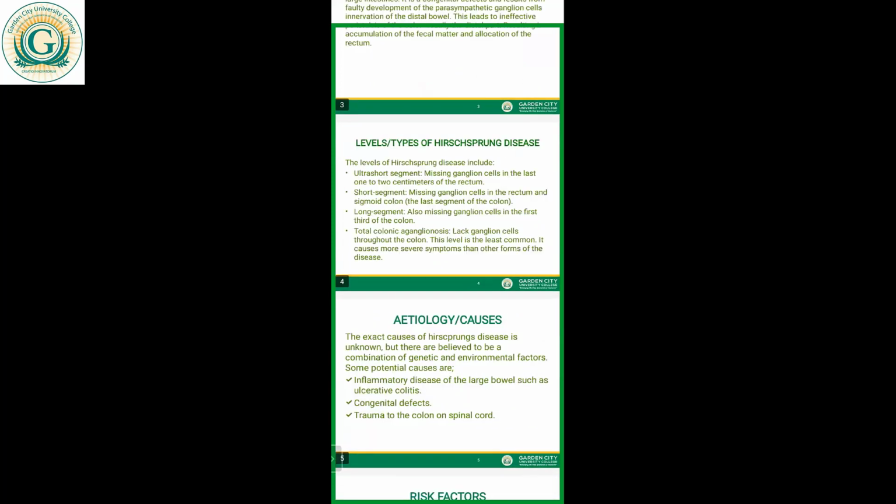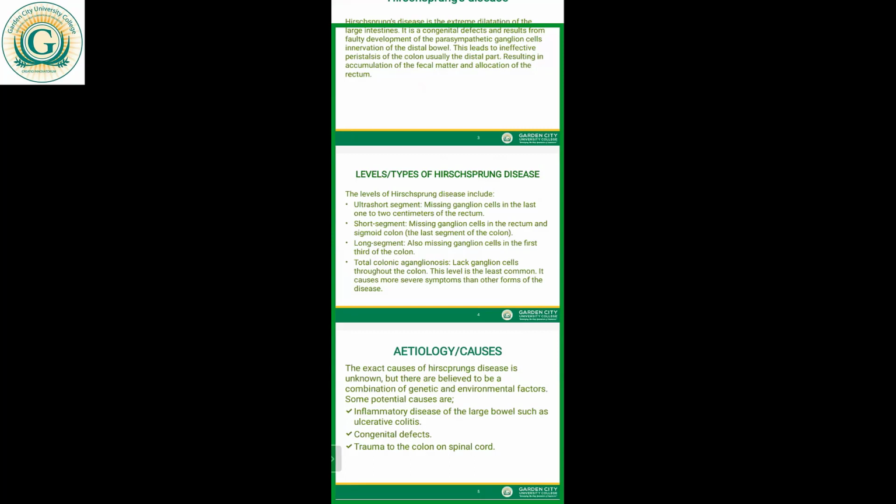The types or levels of Hirschsprung's disease include the first one, ultra short segment, with missing ganglion cells in the last 1 to 2 centimeters of the rectum. That means the ultra short segment happens in the last 1 to 2 centimeters of the rectum. Then short segment, missing ganglion cells in the rectum and sigmoid colon.